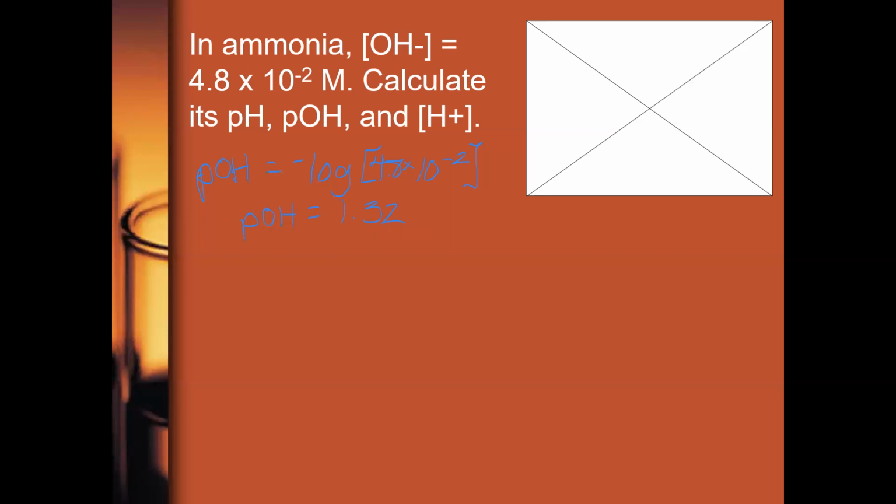Now we can either find H plus from OH, or we can find pH from pOH. There's no right way. There's kind of 2 ways that you can solve here. I tend to like to find pH. So remember, pH plus the pOH should be equal to 14. So our pH value when we subtract is going to be equal to 12.68.